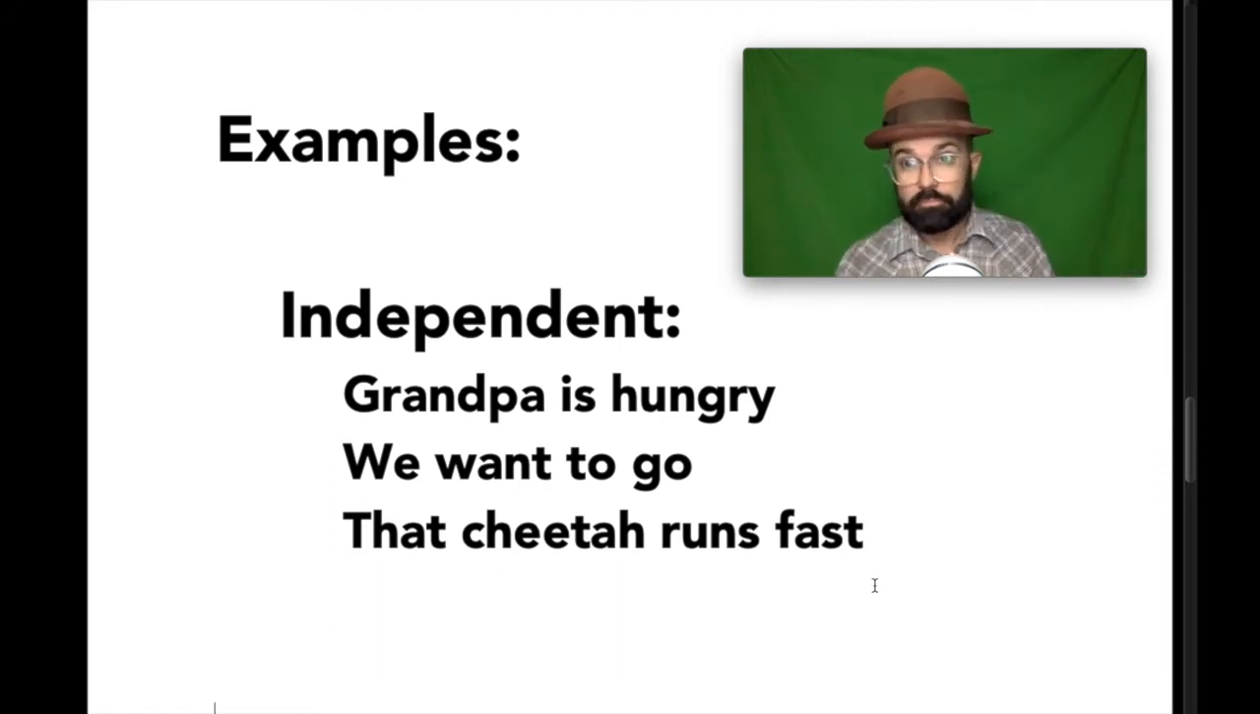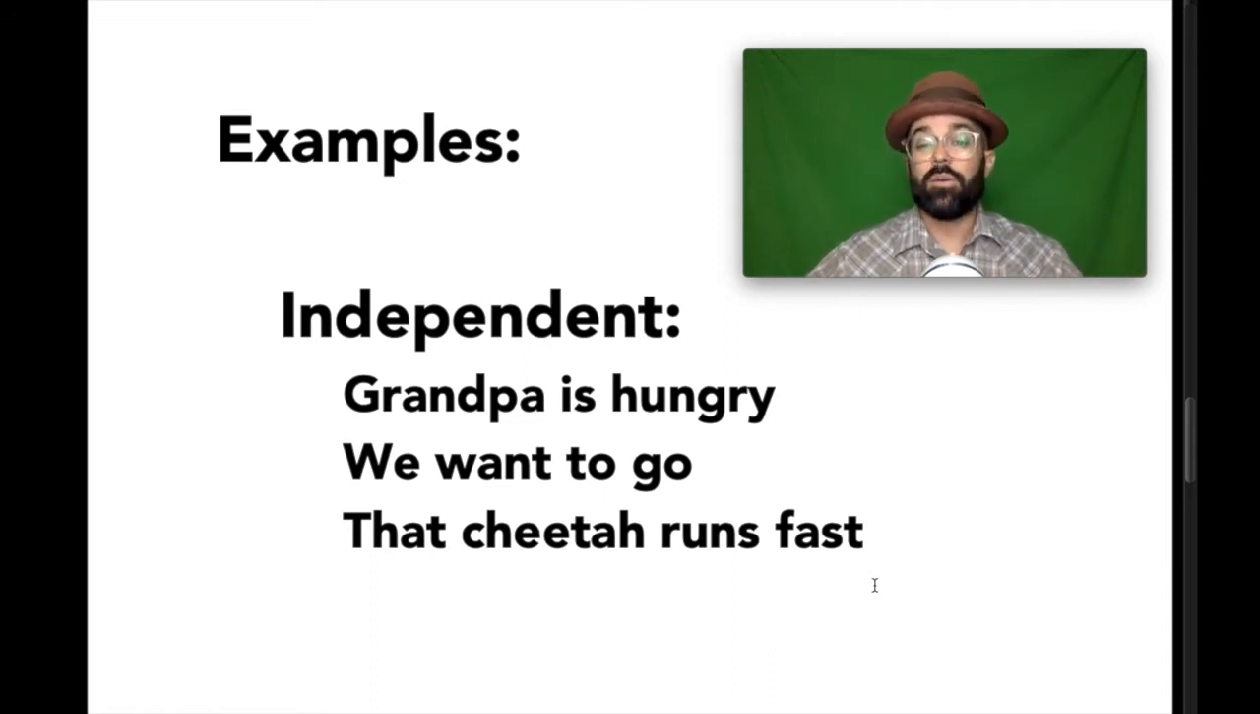Grandpa is hungry, period. That's the end of the thought, right? We don't need to know anything else. Just like we want to go. We want to go. It's a complete thought. It's independent. We is the subject. Want is a verb. To go is an infinitive verb. We have a subject, we have a predicate.